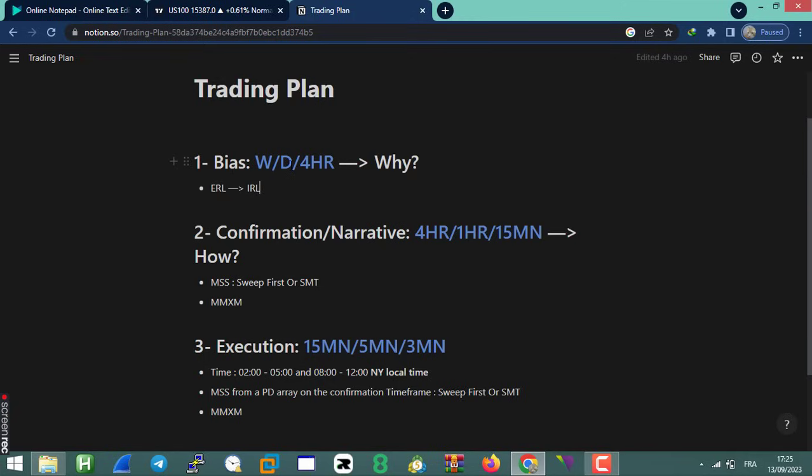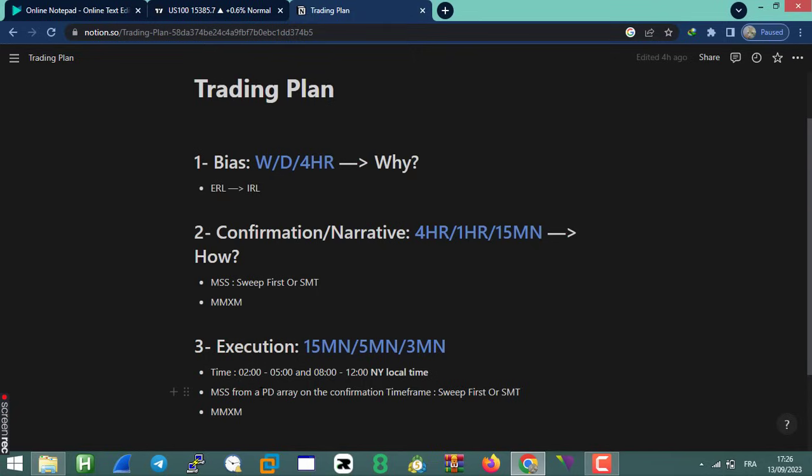So the first step is the bias, right? How can we determine the bias? I'm going to give you a mechanical way to determine the bias. The next thing, or the second step, is the confirmation or the narrative. So how to confirm if our bias is right or it is wrong. And the next thing is the execution. So what are the times of entering trades, right? The time frames and what should we look for.